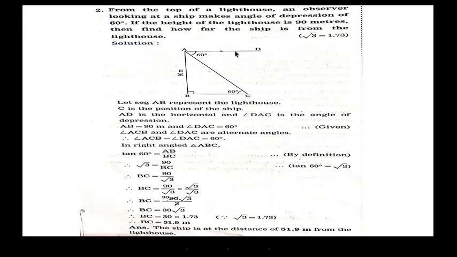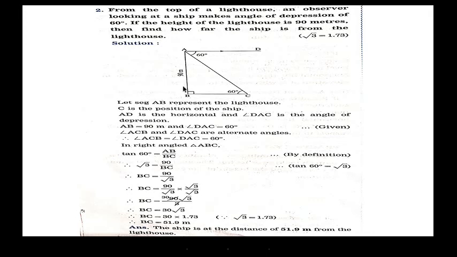So angle DAC and angle ACB, these will be alternate angles. So alternate angles are congruent. So angle C also will be 60 degrees. So again we have to find the length of BC. So we see which ratio we have to take now. We have got angle C is 60 degrees.